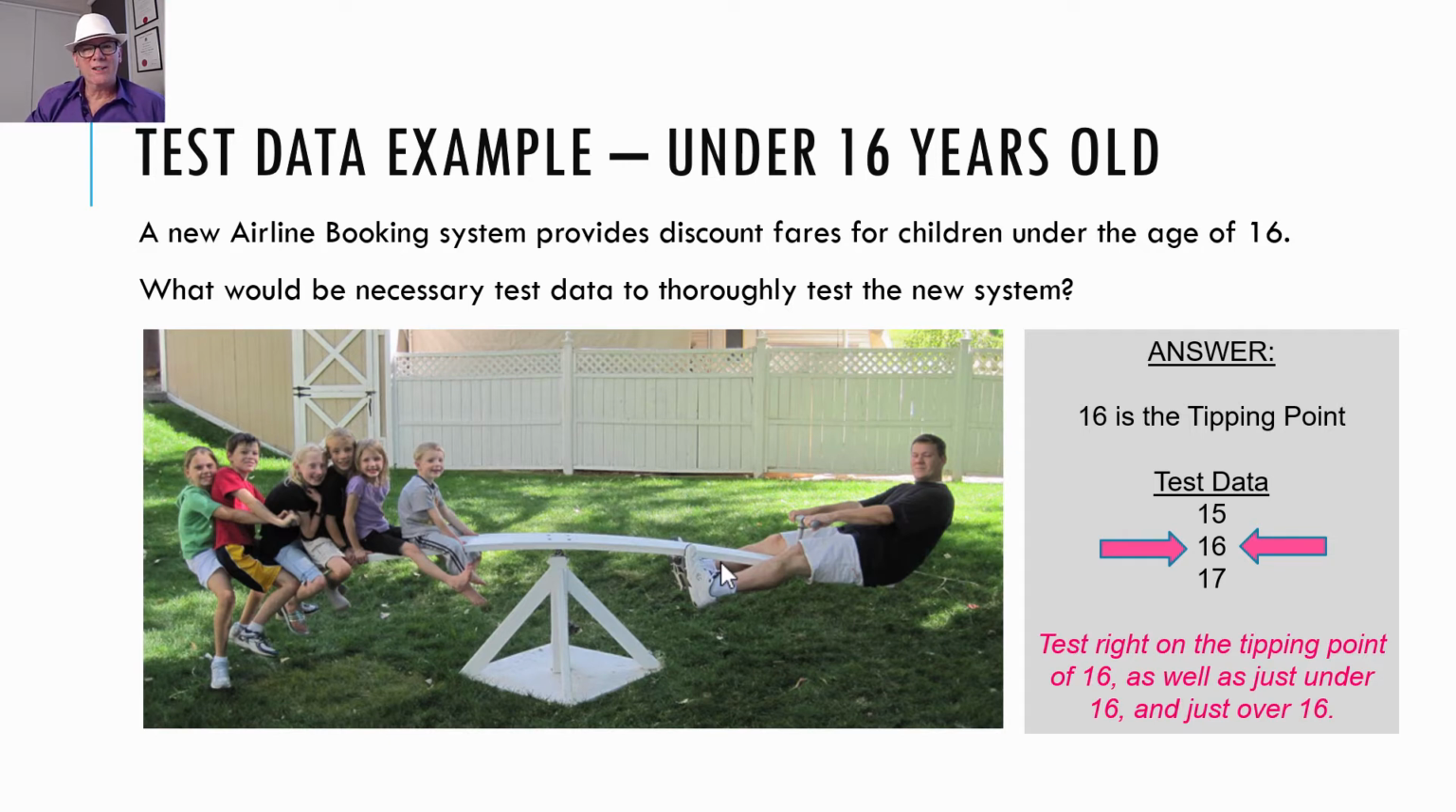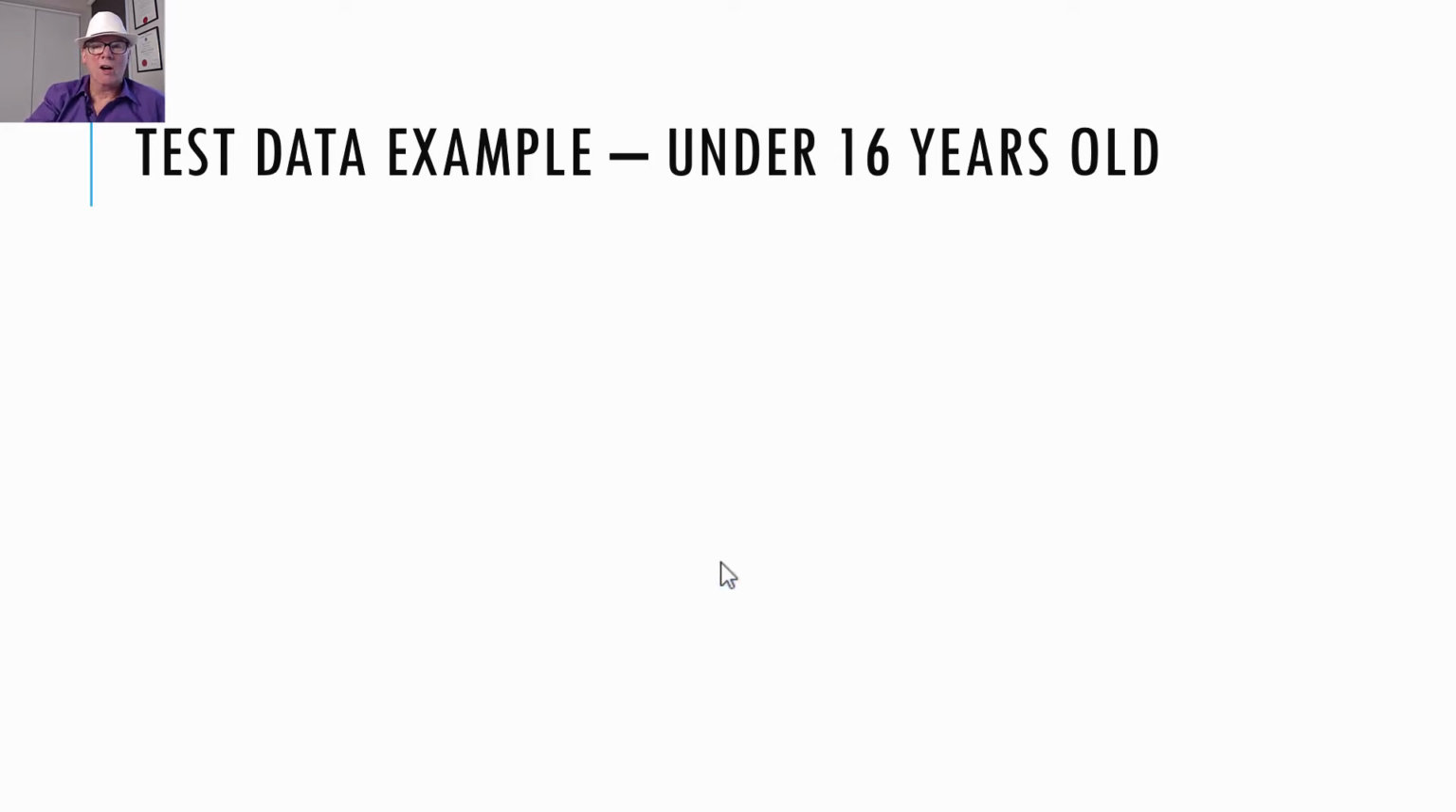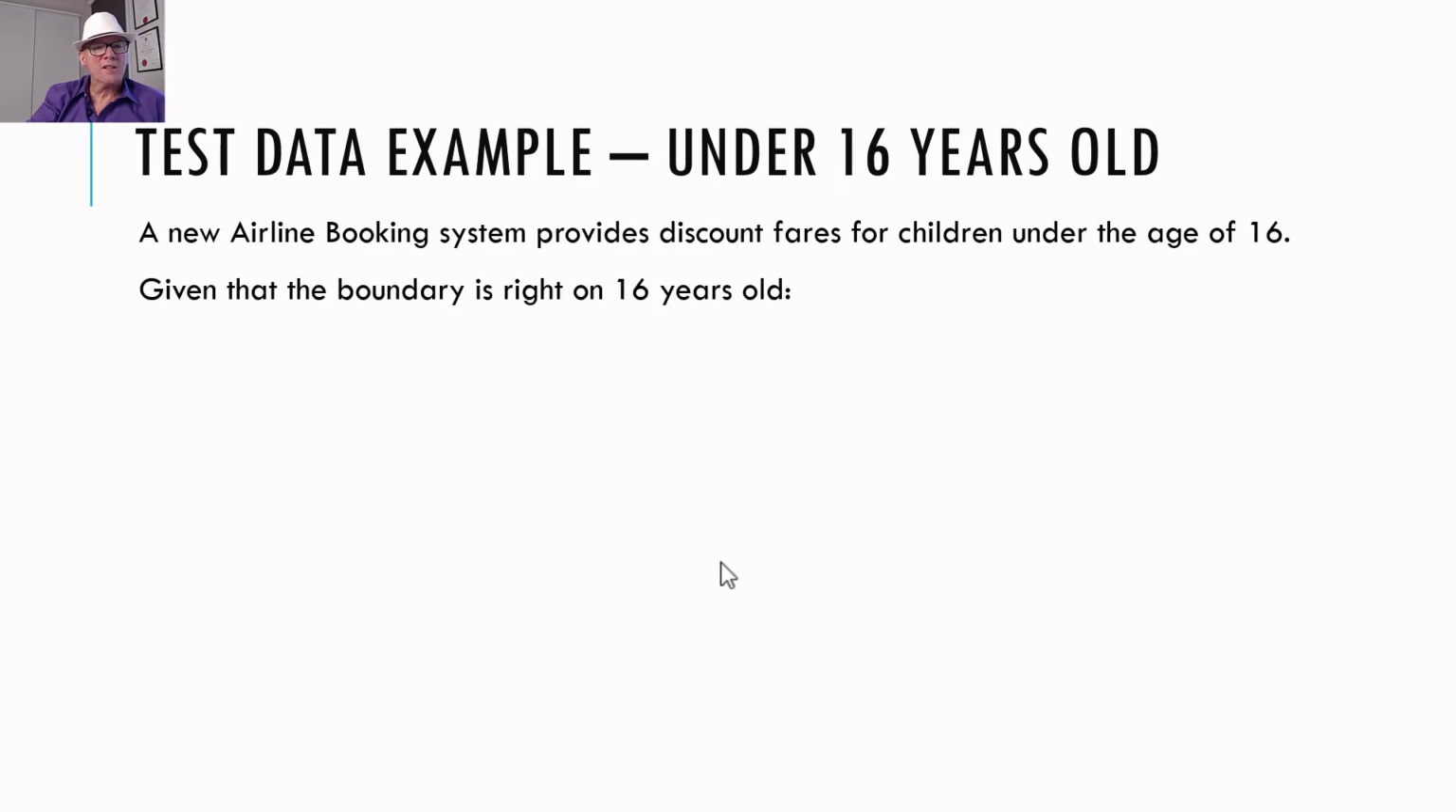So you've got to make sure you test data immediately either side of that tipping point. So you want to test someone who's 15 years old and make sure they do get the discount. Check someone who's 17 years old, they should not get any discount. And someone who's exactly 16, they should not get a discount either because they have to be under 16 years old for the functionality here. All right, so let's test that out.